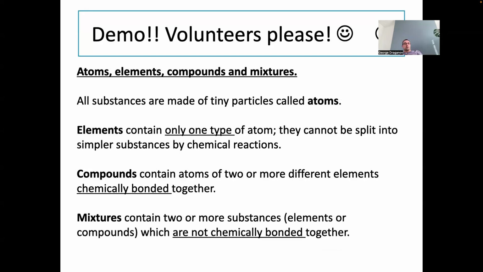The last one is mixtures. So a mixture can be a mixture of elements, a mixture of compounds, or a mixture of elements and compounds. The key thing about a mixture is that it is not chemically bonded. So I've used the term substances, two or more substances which are not chemically bonded.